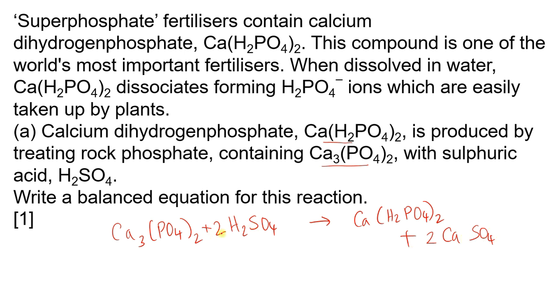So that's it. I just tried to balance this by putting the 2 because you have 4 hydrogen here, so I tried to make that into 2. That means 2 sulfate is left, 2 calcium is left, so the only possible other ionic compound is 2 calcium sulfate. Okay, so that is asking you to write a balanced equation for this. Done. 1 mark.